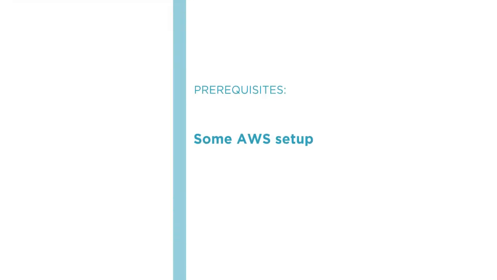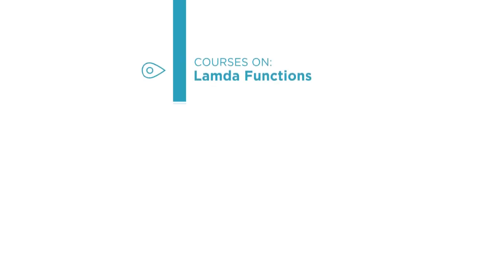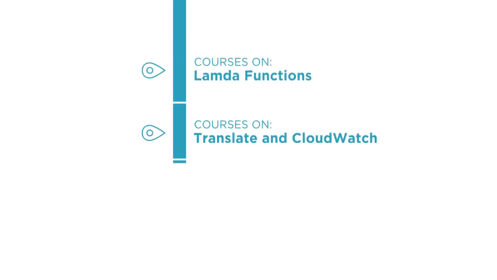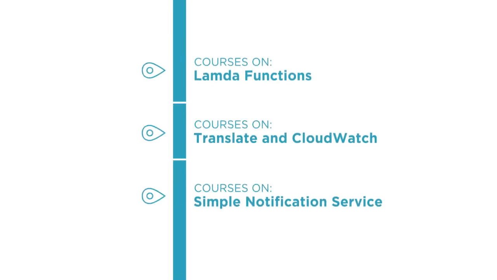Before beginning the course, you should be familiar with some AWS setup such as user permissions and the simple storage service, but don't worry, we'll take a step-by-step approach, so don't feel like you have to be an AWS expert. After this course, you should feel comfortable taking additional AWS courses on topics such as Lambda functions, Translate, CloudWatch, and the simple notification service, among others.